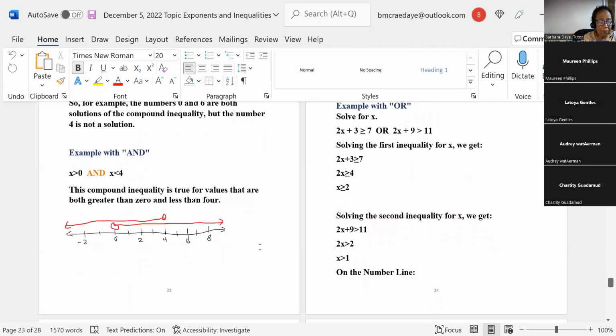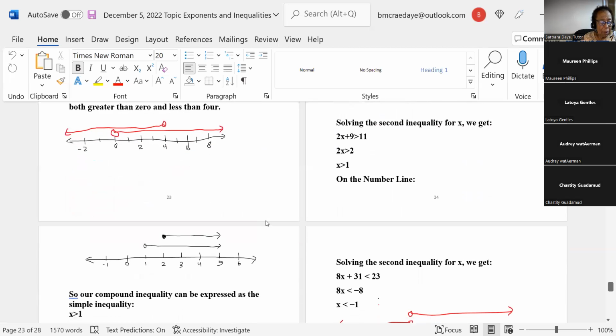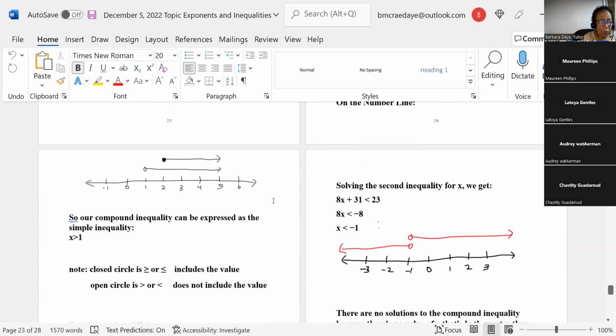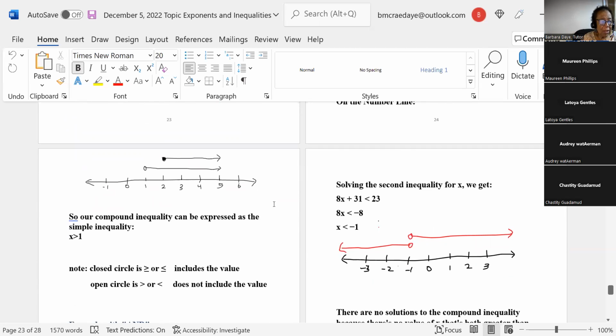And you can do that by looking at the number line. Okay, so like here, closed circle, greater than or equal, less than or equal. That means the equal, it includes that. The open circle does not include the value.